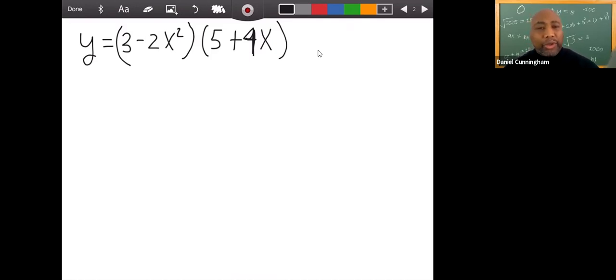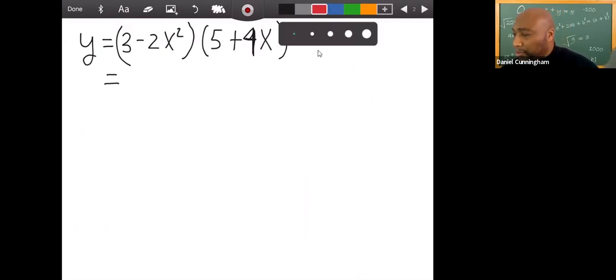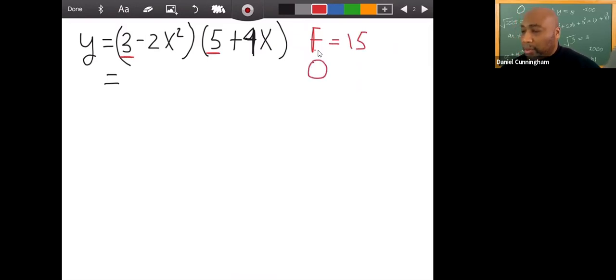I'm going to use the FOIL method and write out all the terms. So I'm going to rewrite this y equation. I'm not going to take the derivative yet. Using the FOIL method, again, we discussed this in algebra. So go to the algebra section of the Mathlink website, and you can see how to use the FOIL method, which stands for first, outer, inner, last. And so for our first term, this gives me 15. First outer term, which would be the 3 and the 4x, you multiply those together, that gives me 12x.